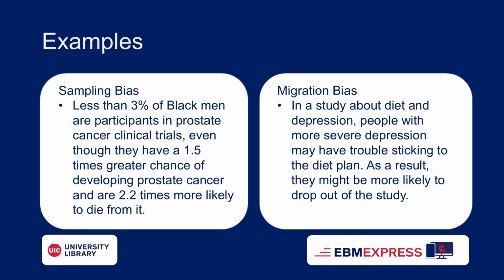An example of sampling bias is a clinical trial for prostate cancer where less than 3% of the participants are Black men, despite their having a 1.5 times greater chance of developing the disease and being 2.2 times more likely to die from it. In a study about diet and depression, individuals with more severe depression may struggle to adhere to the diet plan. Consequently, they might be more likely to withdraw from the study, resulting in migration bias.